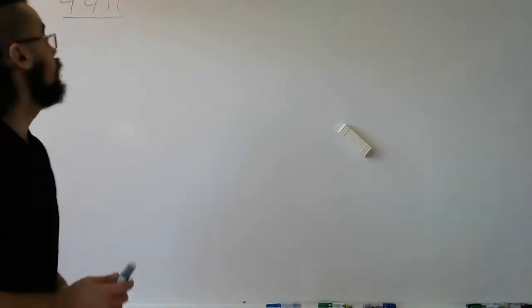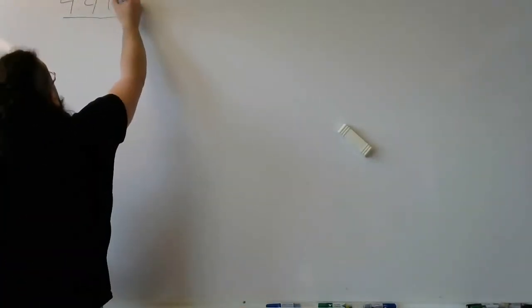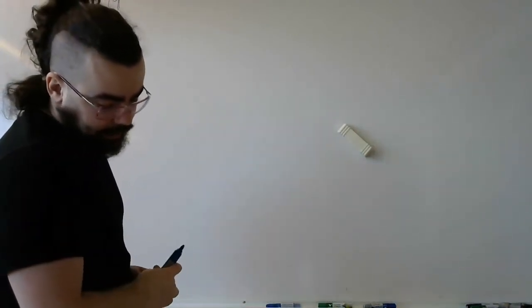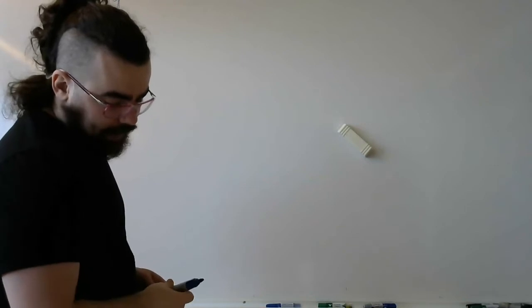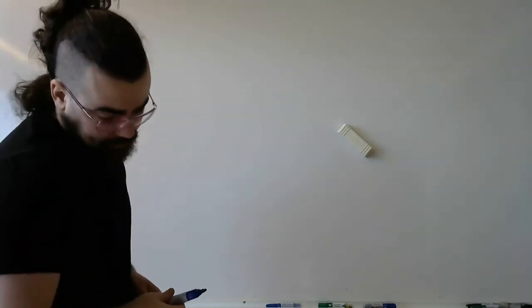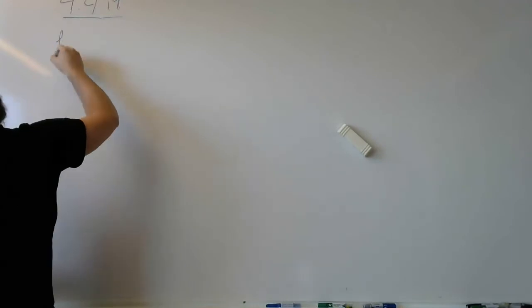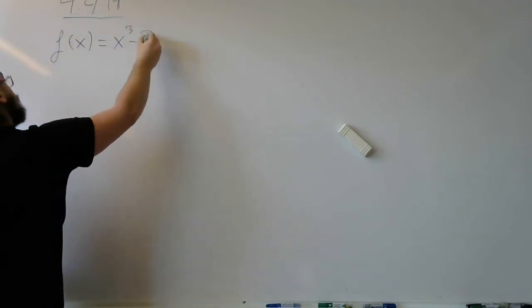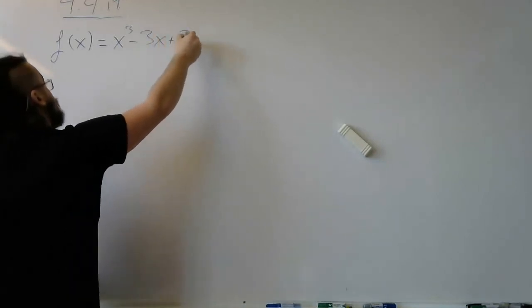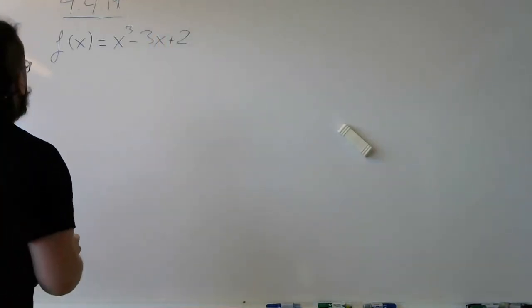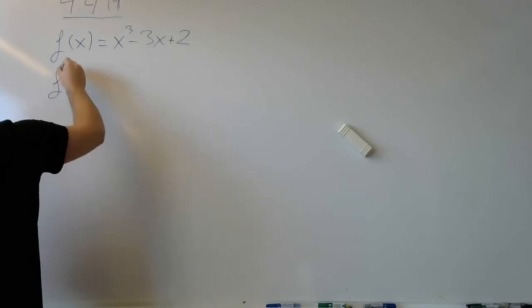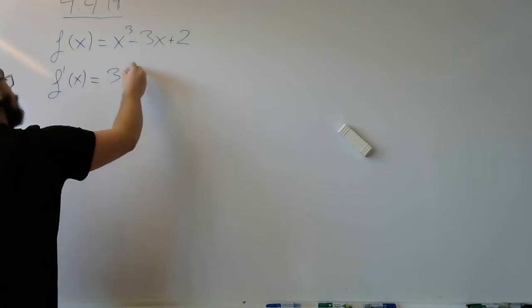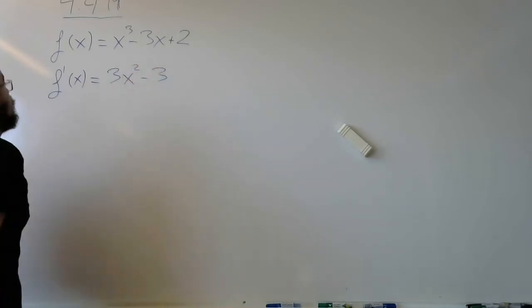All right. Number 19, does this function have local extreme values? If they are, are they absolute? Are they relative? Let's see. We have f of x, which is x cubed minus 3x plus 2. So first derivative of this is 3x squared minus 3.